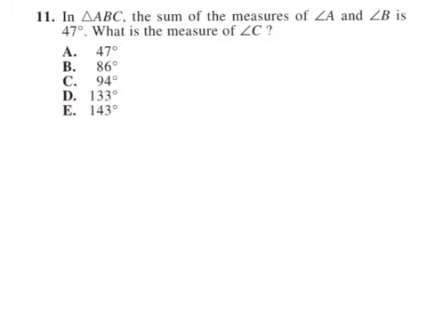In triangle ABC, the sum of the measures of angle A and angle B is 47. What is the measure of angle C?